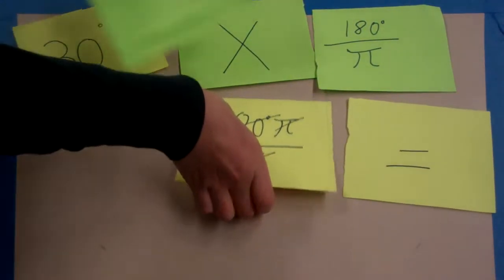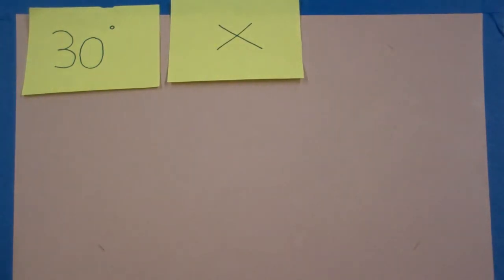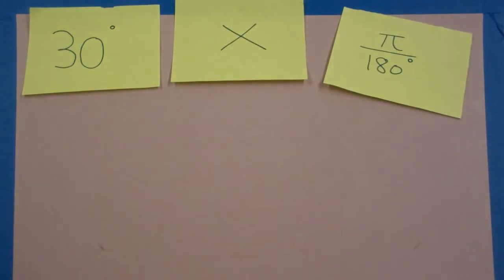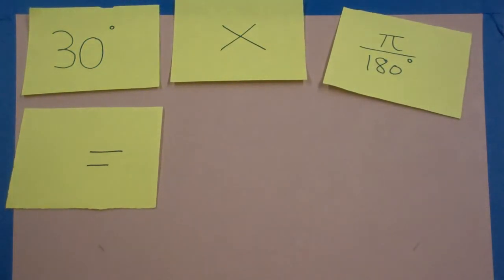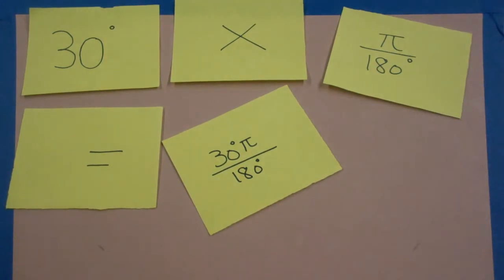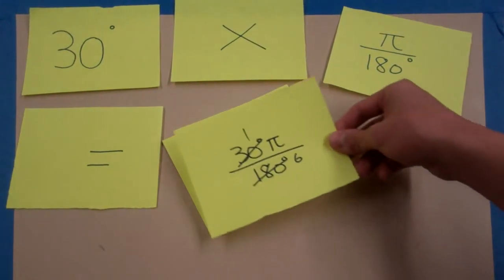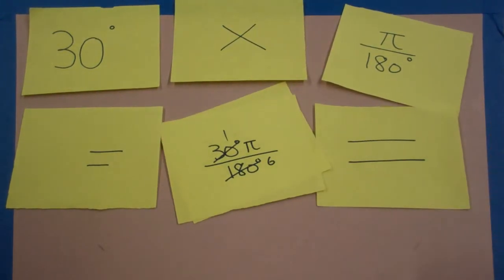But don't stop there. You should always check your answer. To do this, you can convert 30 degrees back to pi over 6 radians. For this conversion, you must use the ratio pi over 180. This way, the unit degrees will cancel. Now you can multiply to get 30 pi divided by 180. 30 divides into 180 6 times, so you can simplify this fraction to pi over 6 radians.